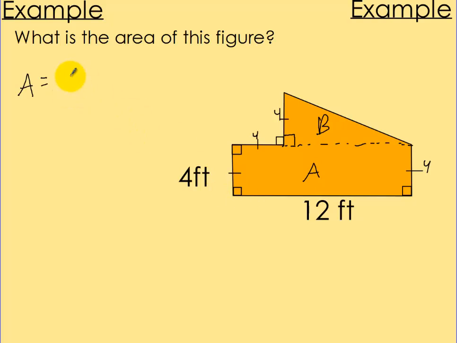So the area of A is the length times width of the rectangle. So it's going to be 4 times 12, which is going to be 48 feet squared. Now the triangle. So here's the thing.